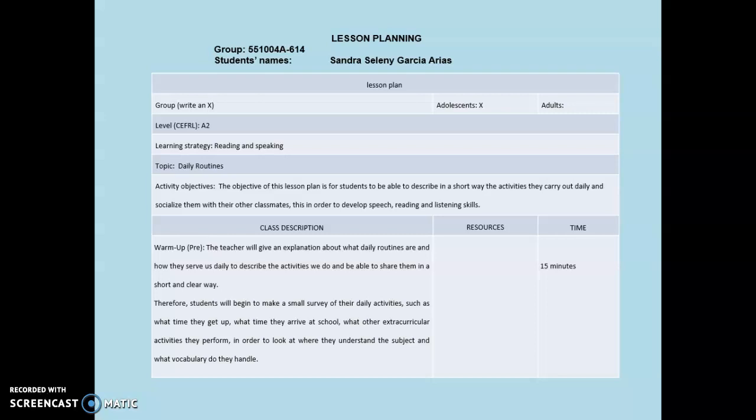Warm up. The teacher will give an explanation about what daily routines are and how they serve to describe the activities we do daily and be able to share them in a short and clear way. Therefore, the students will make a small survey of their daily activities, such as what time they get up, what time they arrive at school, and what extracurricular activities they perform, in order to see whether they understand the subject and the vocabulary.